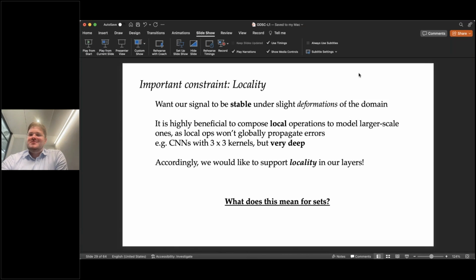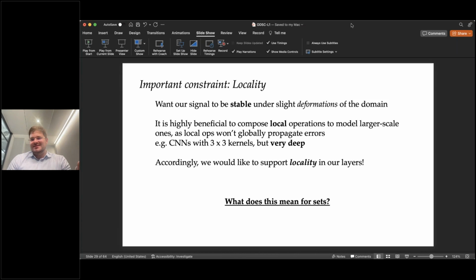And I don't have enough time to go into the maths of how we resolve this issue, but generally what you want is your signal to be local. So your operations should be local transformations and then compose them to model larger scale ones. And that's the reason why we build convolution networks with only small filters like 3x3, but then we make them very, very deep to model long range interactions. So accordingly, we would like invariance, equivariance, but also some notion of locality.